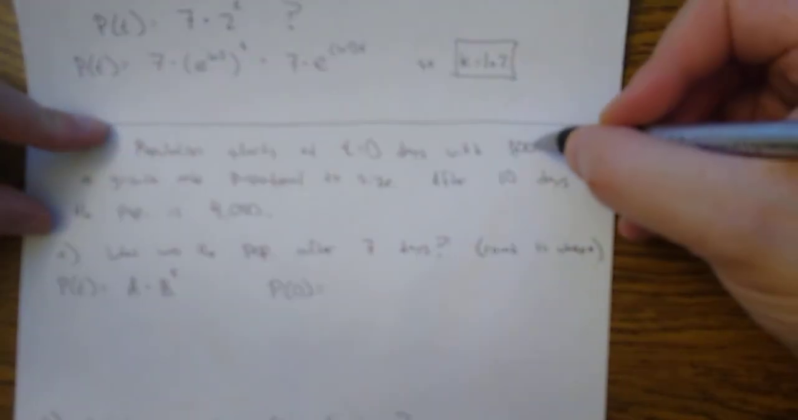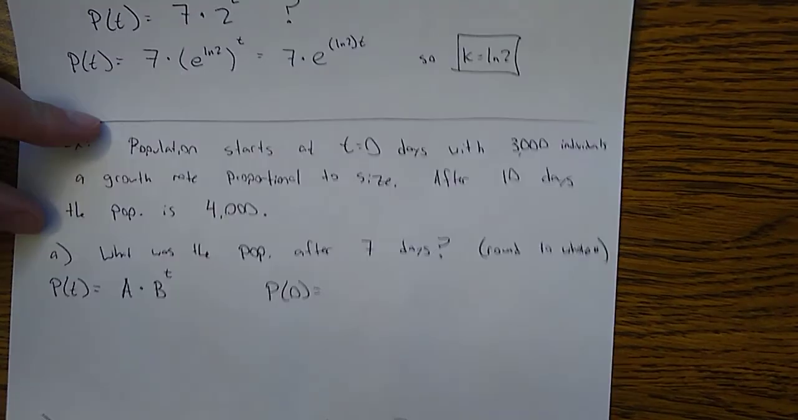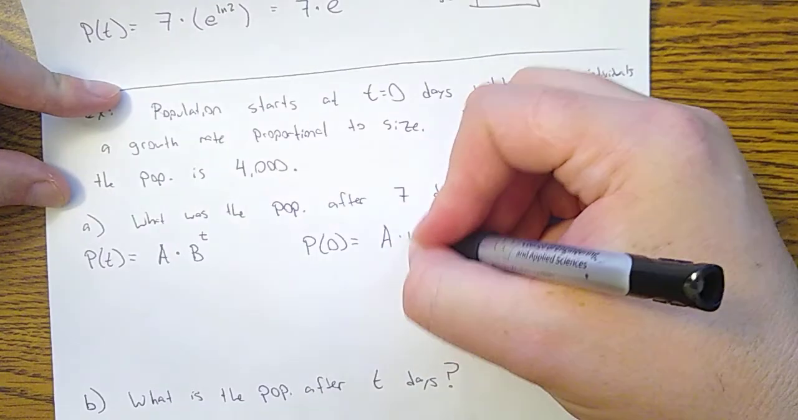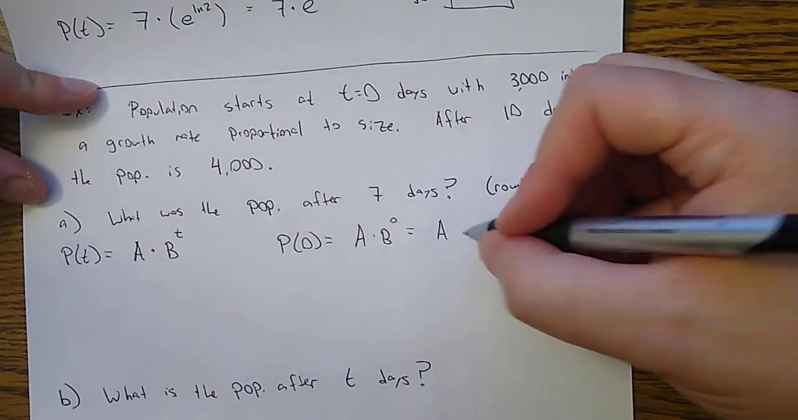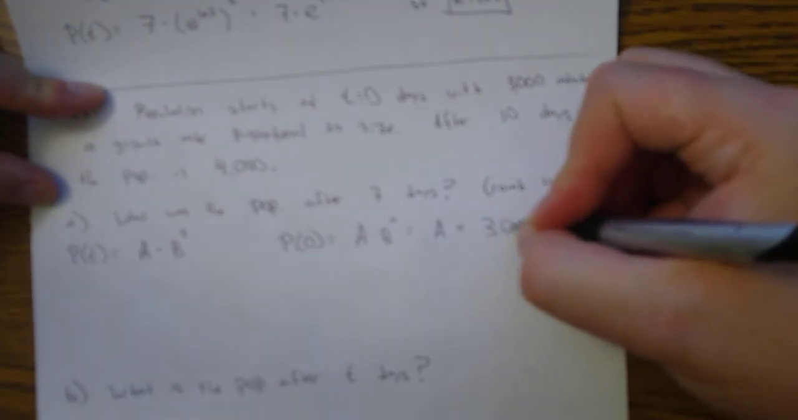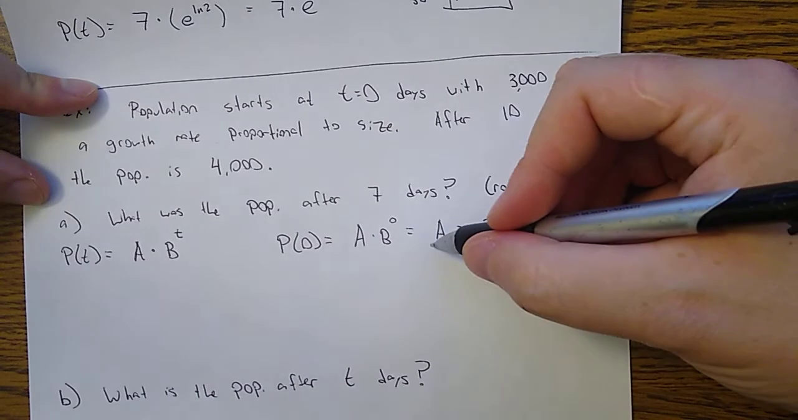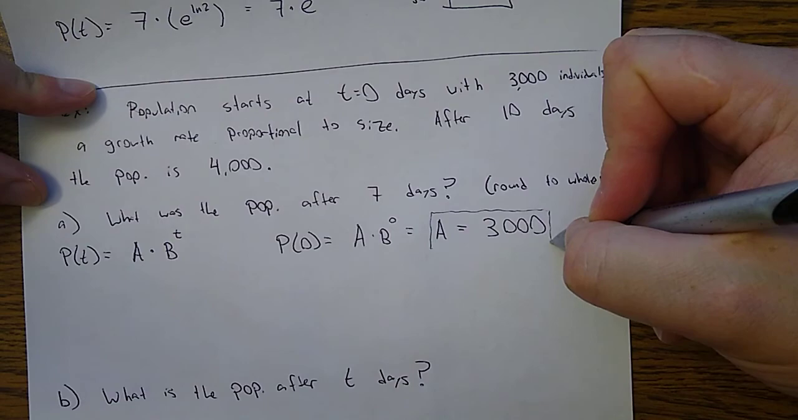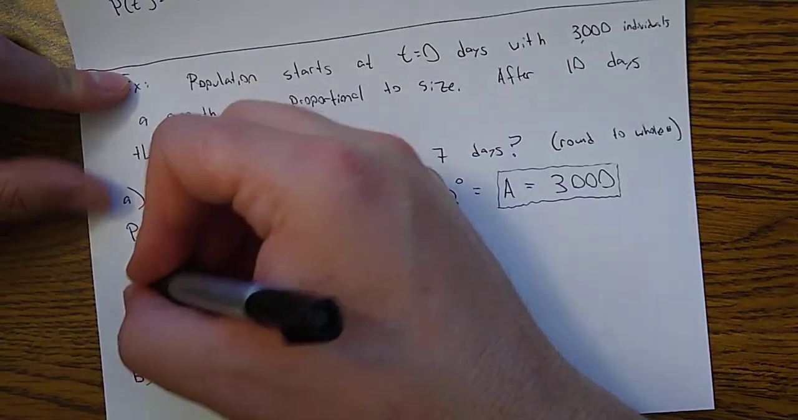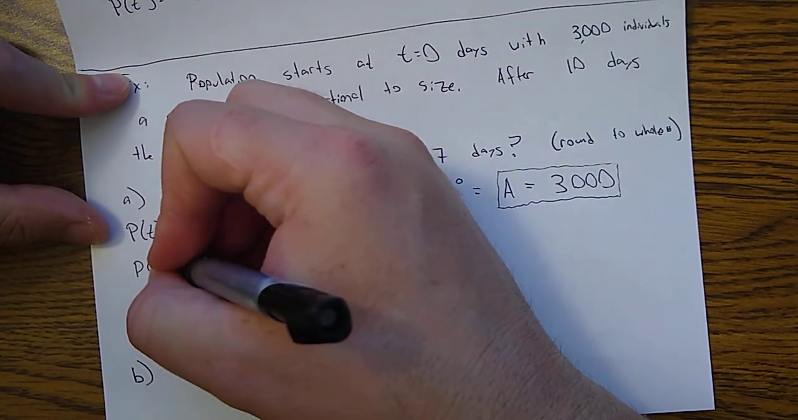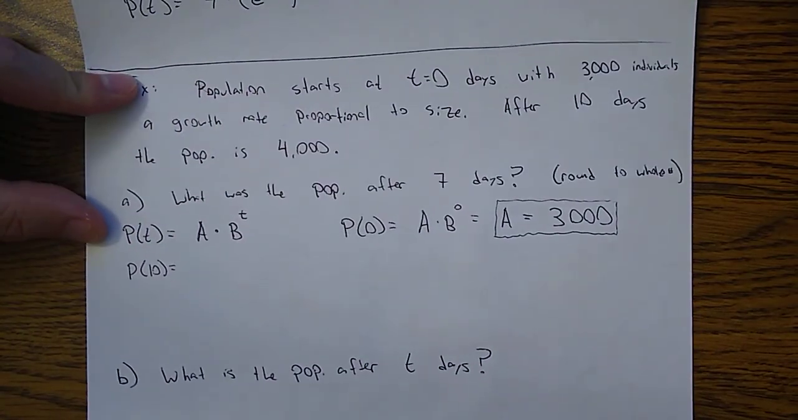What do I know? I know that p of 0 should be 3,000. So first of all, I'm going to plug in 0 to my formula. And that just gives me a, because b to the 0 is just 1. And I'm going to set that equal to 3,000. So this is good. The point of this is that I want to figure out a and b, so I just figured out a. The other piece of information that I have is that p of 10 is 4,000.